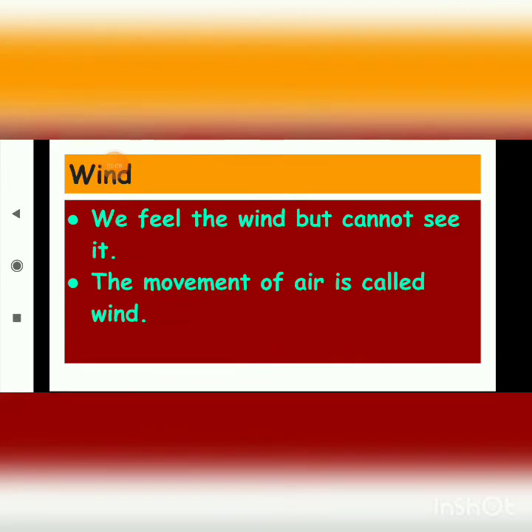Okay, now. So why does it happen? It happens because of wind. Okay, so what is wind? The movement of air is called wind. We feel the wind but cannot see it. Okay, can we see wind? No, we cannot see wind, but we can feel the wind. So what is wind? It is nothing but the movement of air which is called wind.